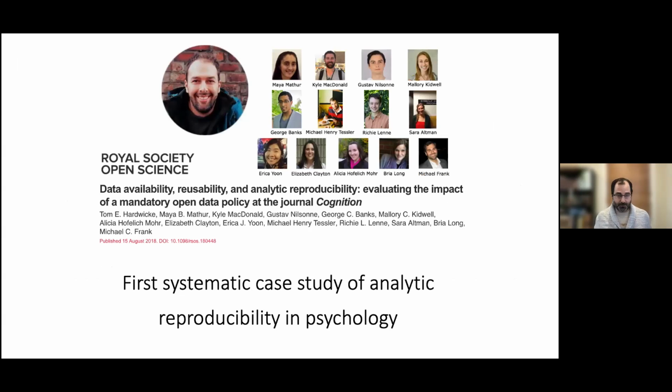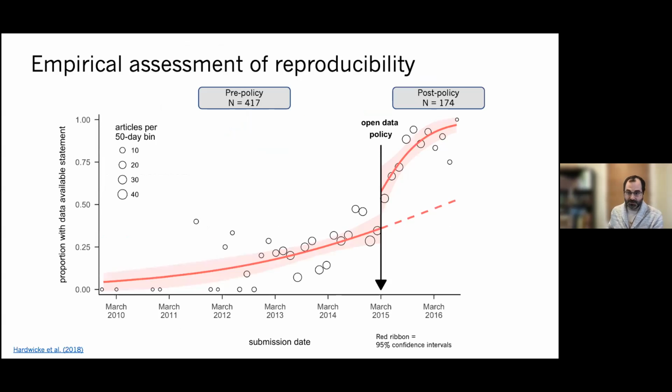The first point about mandates I want to illustrate with a study to which Maya actually contributed. This study was led by Tom Hardwick, who was a postdoc in the Meta Research Innovation Center here. And it took advantage of a mandatory open data policy at the journal Cognition, which is a top journal for psychology and cognitive science. This is a first systematic case study of analytic reproducibility in psychology. So we took advantage of this policy being implemented by doing an interrupted time series design.